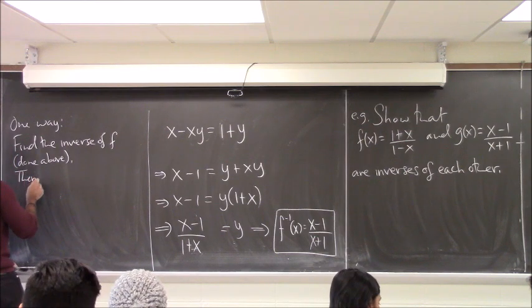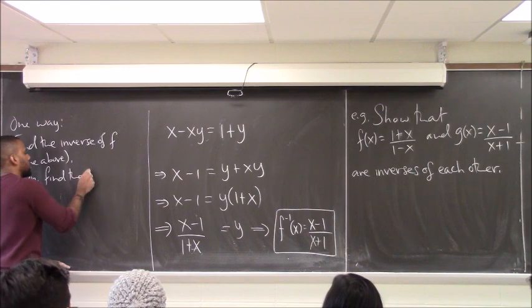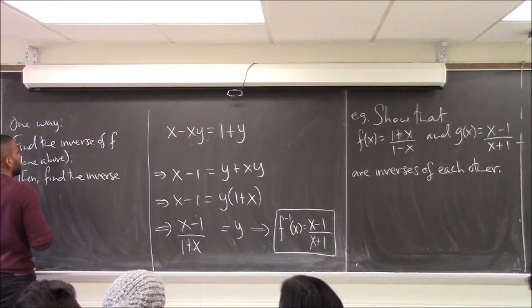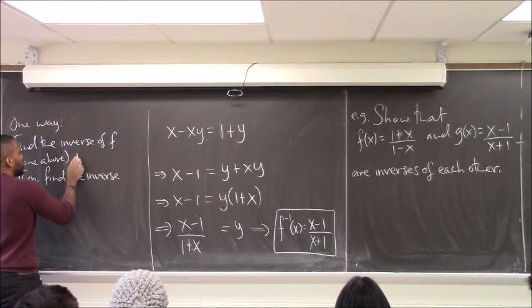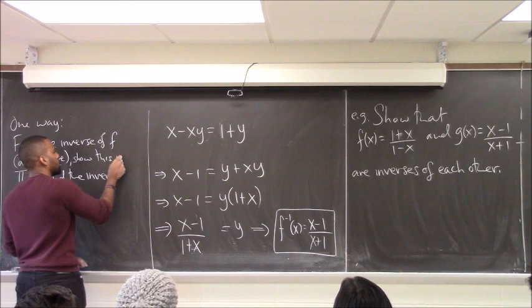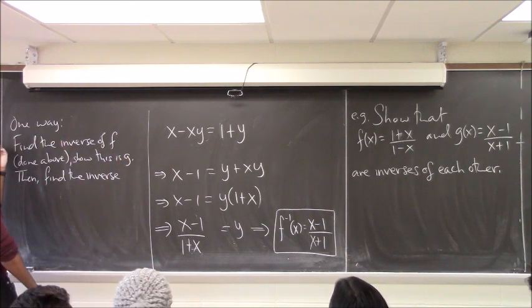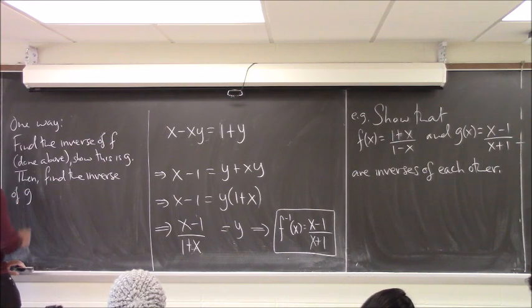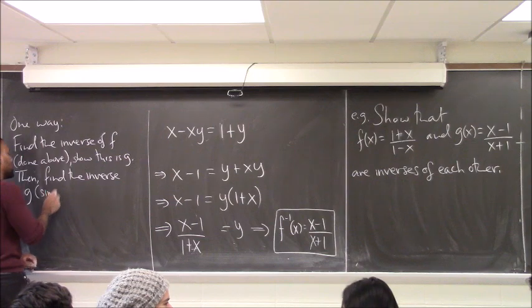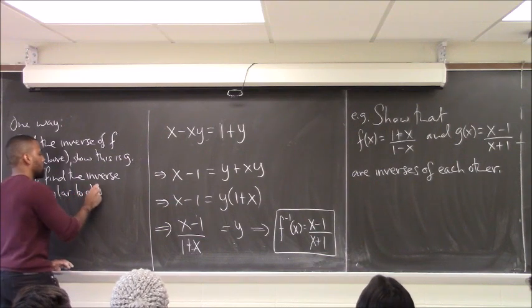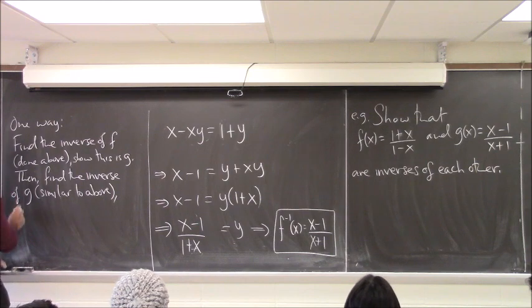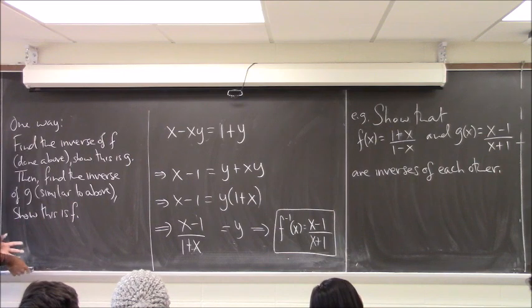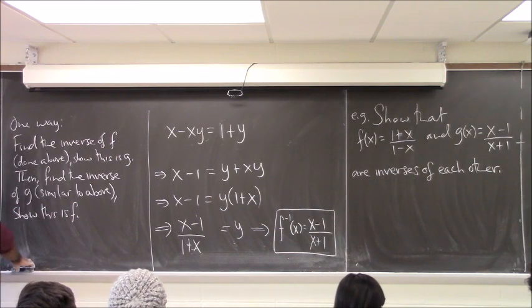Then find the inverse. Well, you would find the inverse of f done above. You would show this is g. So you'll see that if you take the inverse of one, you'll actually compute the other one. And if you find the inverse of g, which would be similar to the above, you would show this is f, which means you have to simplify and manipulate it so that it looks exactly like the other function.